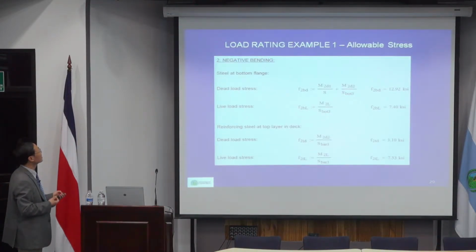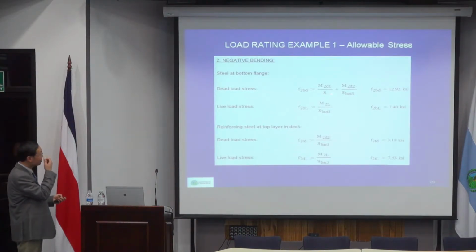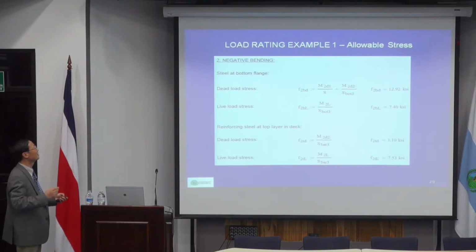Then the negative bending. Negative bending is the same. You calculate the negative bending moment for dead loads, and the negative bending for live loads is already calculated. You just divide by their section properties. So we get a stress for the top flange in compression and tension, and for the bottom flange in compression, and the bottom flange live load compression.